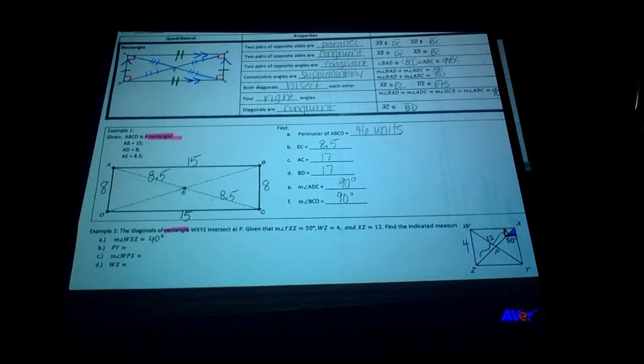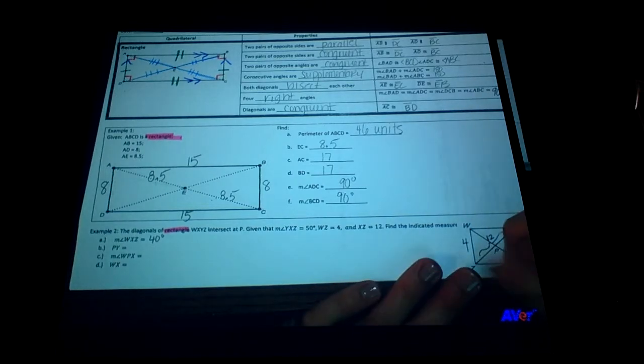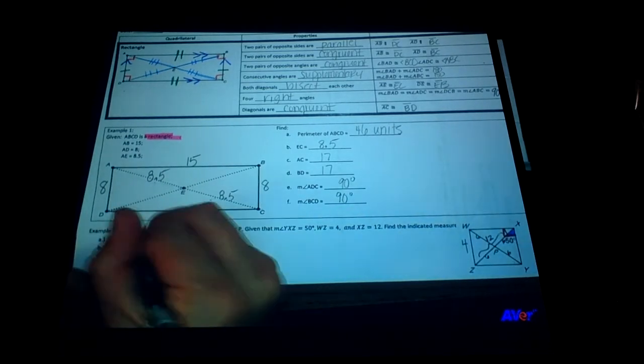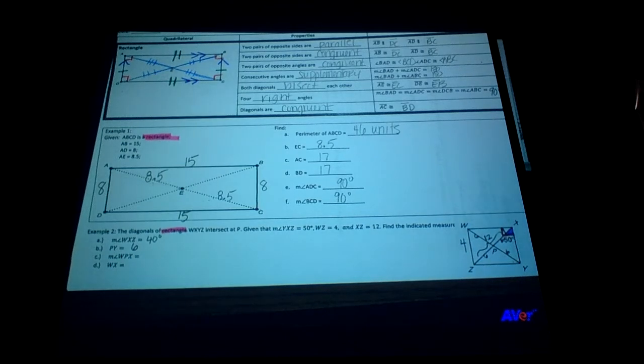I'm asked for PY, which is just part of the diagonal. So remember that our diagonals are congruent and they are bisected. So point P is a midpoint. That means that ZP is 6, PX is 6, and WP would be 6, and PY would be 6. That way all 4 of those segments are the same length.